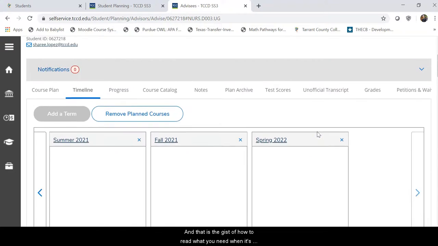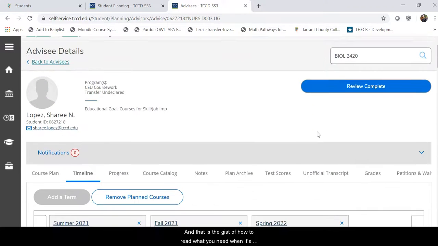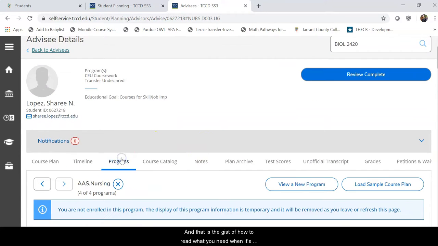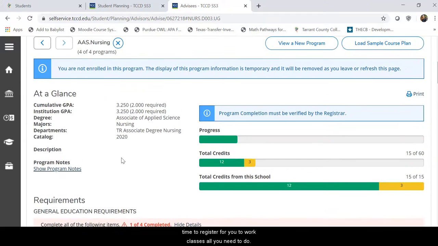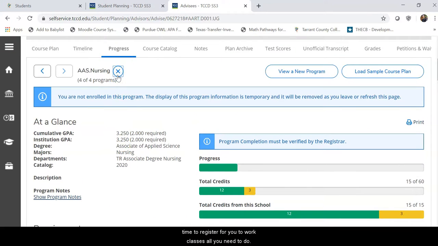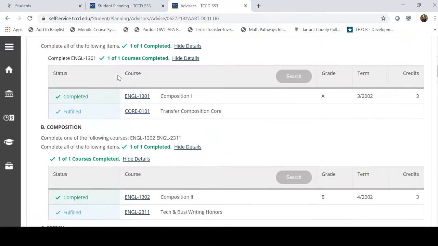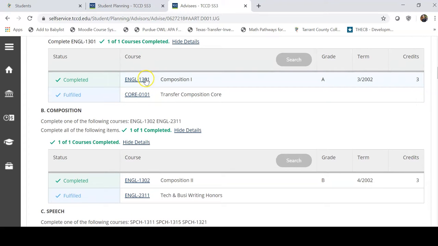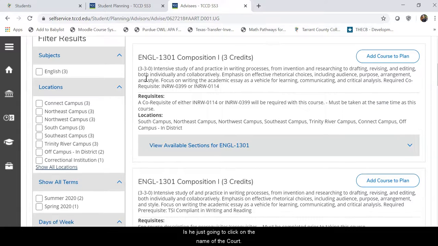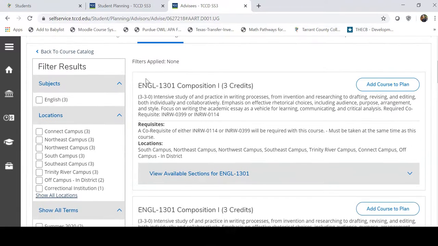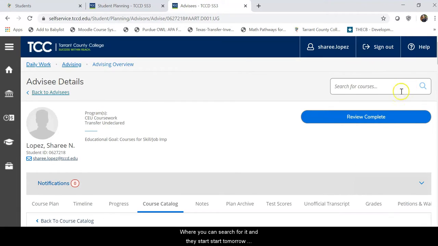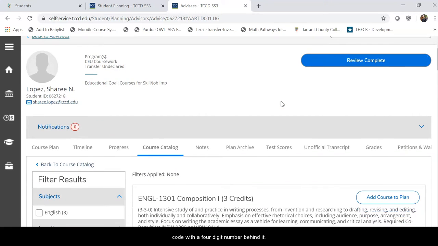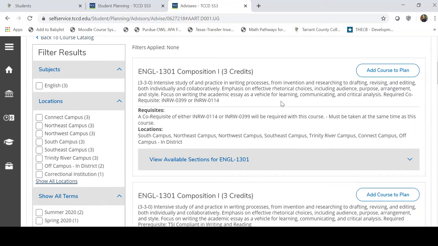And that is the gist of how to read what you need. When it's time to register for your classes, all you need to do is click on the name of the course, or you can search for it in the search bar up here. So remember, we're going to give you a list of recommended courses. Each of them has a 4-letter code with a 4-digit number behind it.